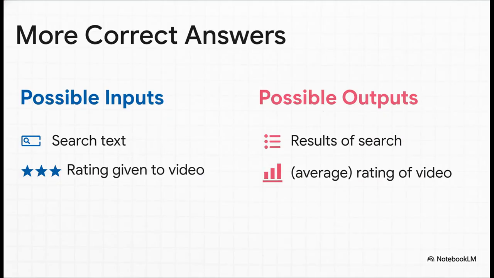And the good news is, there's often more than one right answer. For instance, the mark scheme also says search text or rating given to video are totally valid inputs. And for outputs, you could have said results of search or even the average rating of the video. The main thing is that they all logically follow from what the program is supposed to do.